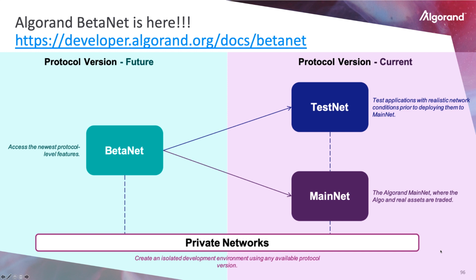So why BetaNet? BetaNet is necessary because our vision for TestNet is to have the protocol mirror MainNet at all times, although without algos or other assets carrying real value. As such, developers can confidently view TestNet as a stable and public testing ground for their applications before deploying them to MainNet. So the Algorand BetaNet network is now available in a place where you can access the newest protocol level features. This provides a great opportunity for the community to get involved early and help shape features before they go live in TestNet and MainNet.